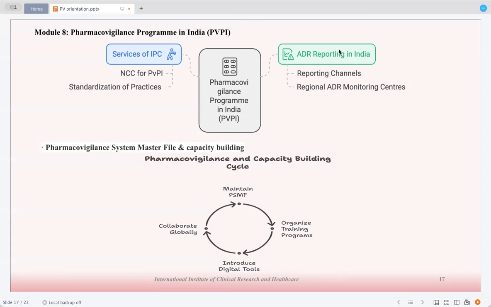Next, adverse drug reaction reporting in India. Healthcare professionals and the public can report adverse drug reactions through multiple channels, including a mobile app, an online portal, and helpline numbers. India has set up a network of ADR monitoring centers across the country to collect and analyze adverse drug reaction data, contributing to national and international drug safety databases.